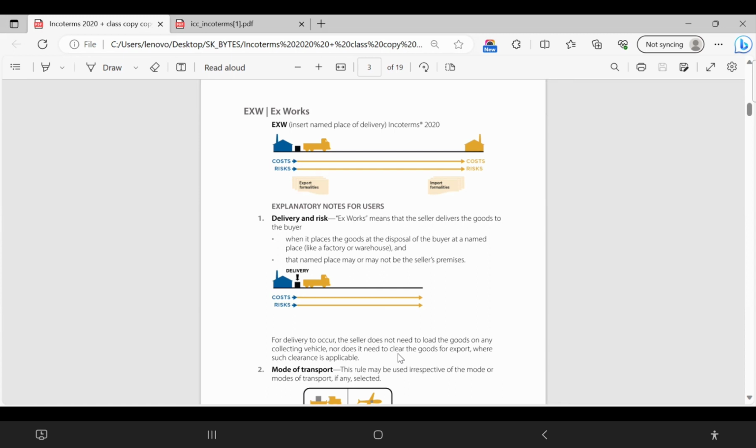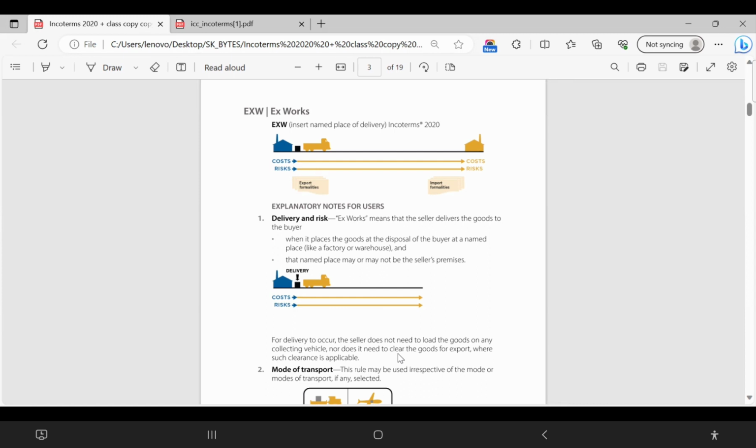Okay, any doubts for Ex Works? Because if you know one Incoterm, understanding the next Incoterm is very easy, because with each Incoterm, one more obligation is added to the seller. From this Incoterm onwards, each step of responsibility is increasing for the seller. So any doubts here?